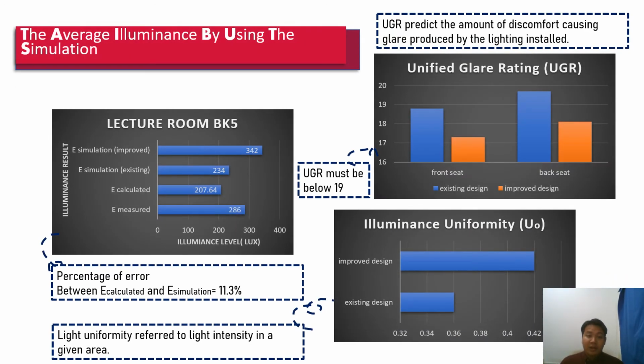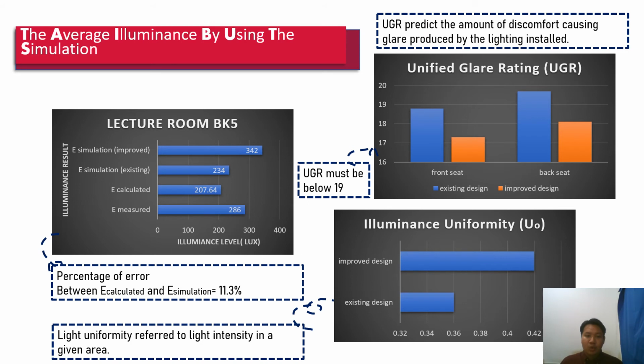Here are the results of the average illuminance by using the simulation. The graph shows the differences in illuminance between using the lumen method and using simulation. It shows the percentage of error between the calculated and simulation illuminance is 11.3%. Hence, this model revealed that DIALux evo is reliable software to simulate artificial illumination in this test room.